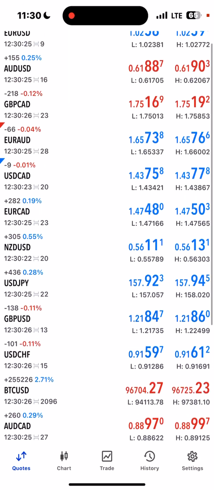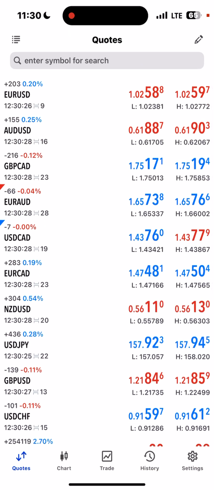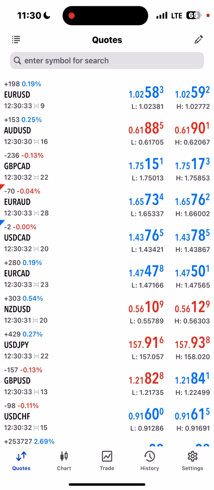This is what your MT5 looks like in an iPhone, and this is what the currency pair looks like. I would assume you're using light mode in your iPhone. If you're using dark mode, you will see it in a dark color. Mine, I'm using light mode, so I'm seeing it in a light color. You can see the currency pairs: Euro AUD, AUD USD, GBP CAD, Euro AUD, USD CAD. You understand? All these things are the currency pairs.